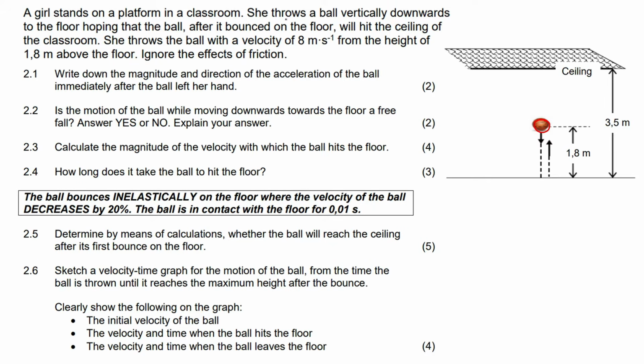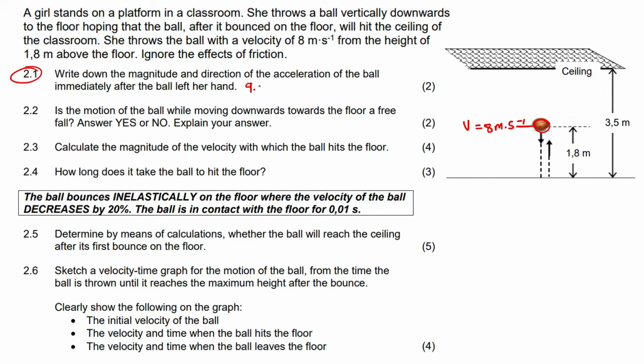Then it says she throws the ball with a velocity of 8 meters per second. So we know that the initial velocity here is going to be 8 meters per second, from a height of 1.8 meters above the floor. Ignore the effects of friction. The first question says write down the magnitude. That just means you don't have to give a direction. And direction. Oh, it's acceleration. So the magnitude and direction of the acceleration of the ball immediately after the ball left her hand.